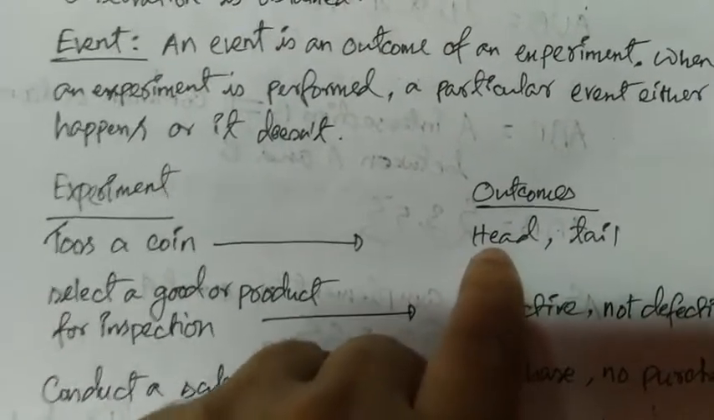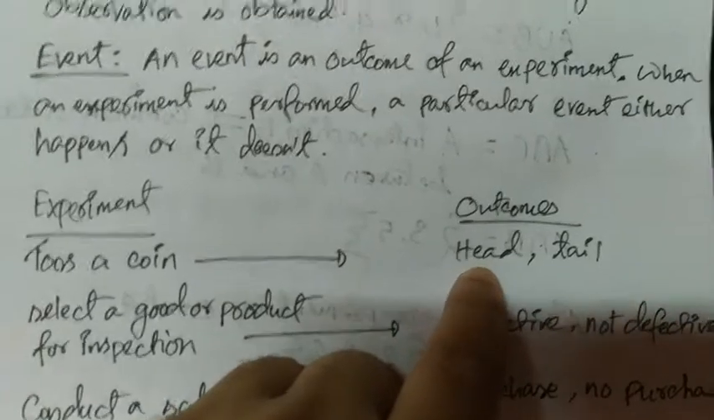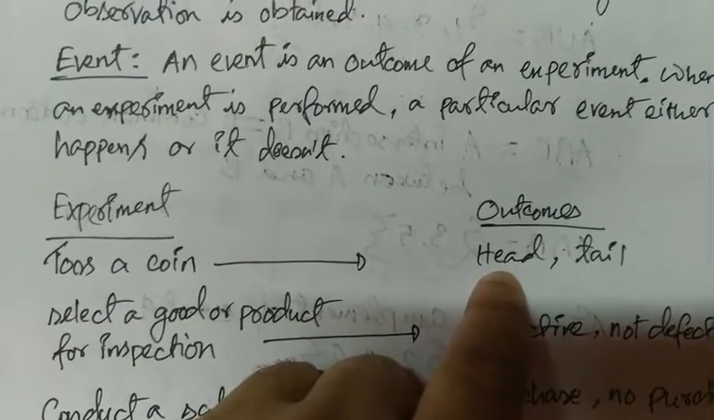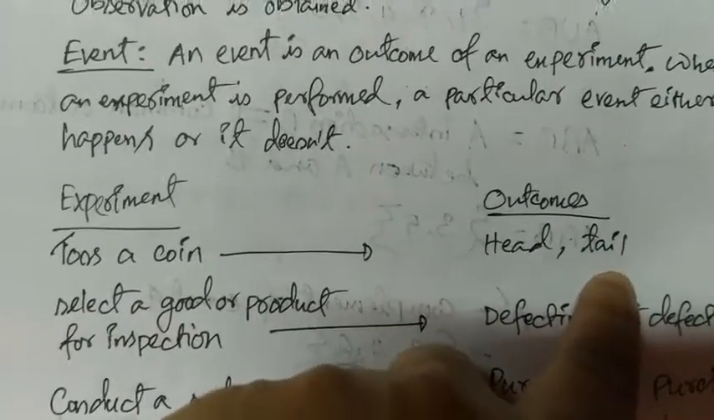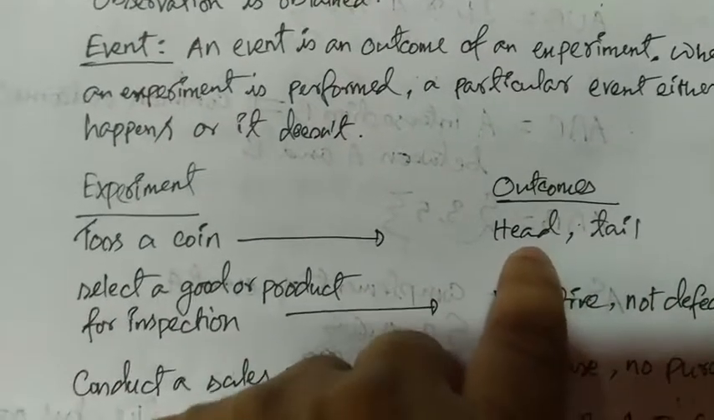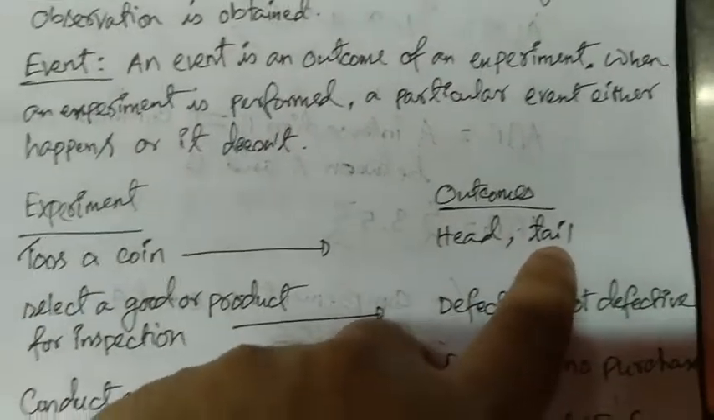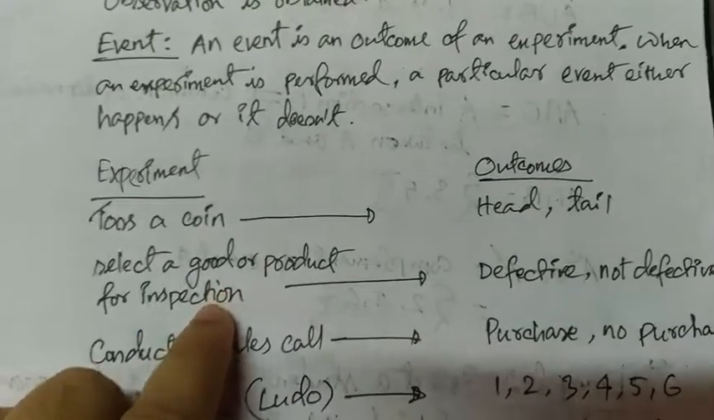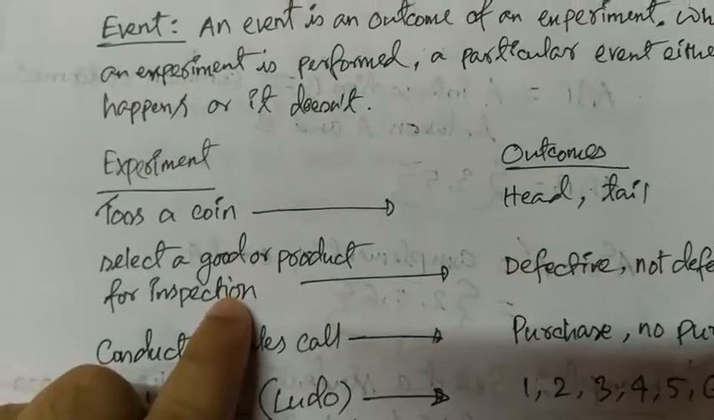There is a 50-50 chance. So that means the probability of getting head is 50%, the probability of tail is also 50%. That means the probability of head is 0.5, the probability of tail is also 0.5. So let's see the next one.